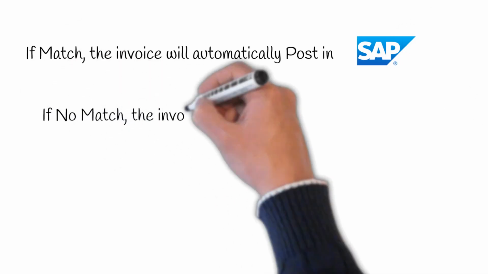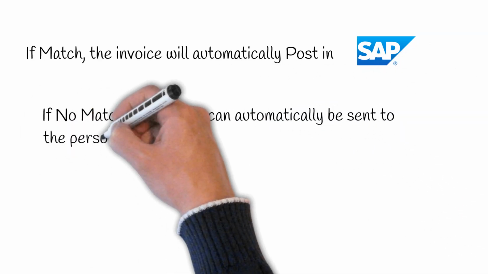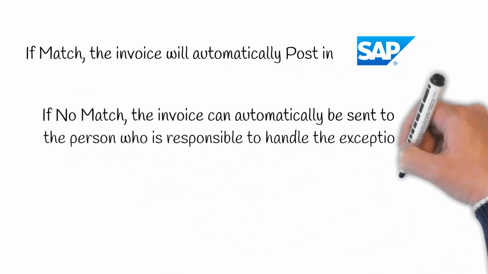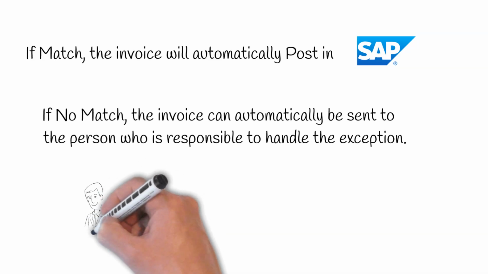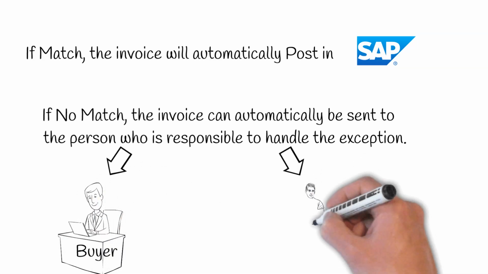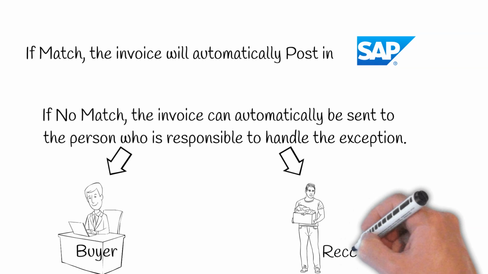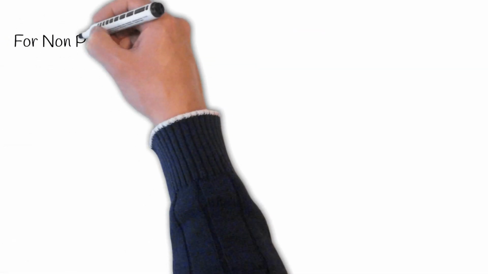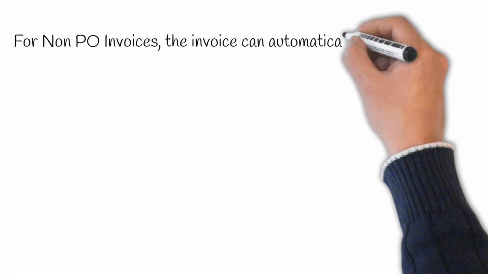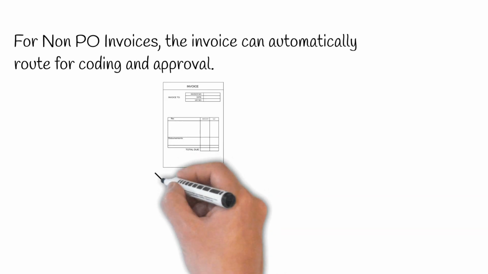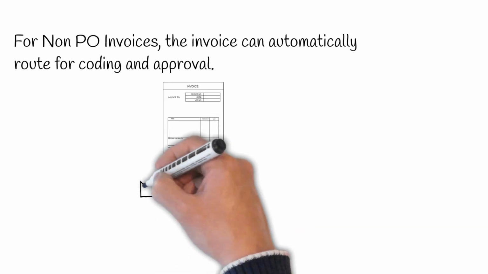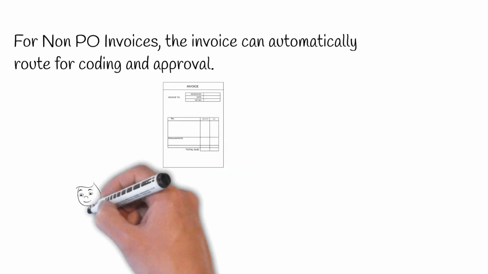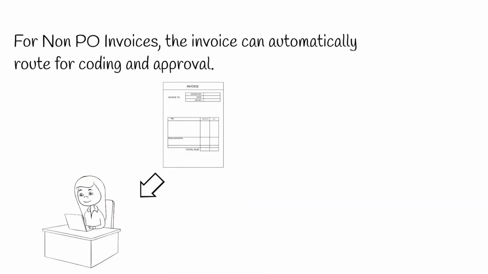If it doesn't match, Process Director can automatically route the invoice to the person or department that can address the exception. All the while, the invoice and the routing is visible to the AP team. For non-PO invoices, Process Director can automatically route the invoices for coding and approvals. If applicable, Process Director can automatically code the invoices too.